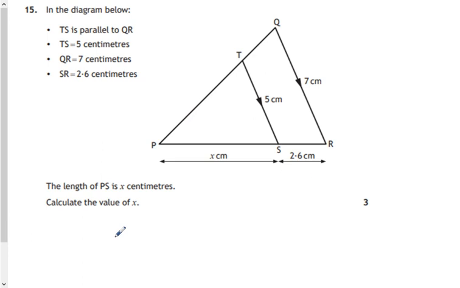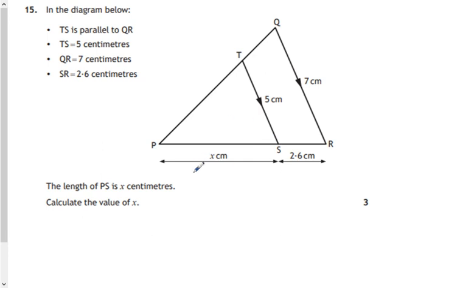And the last question on the paper. In the diagram below, TS is parallel to QR, TS is 5 centimeters, QR is 7 centimeters, SR is 2.6 centimeters. The length of PS is x centimeters. Calculate the value of x. So this is a scale factor question.